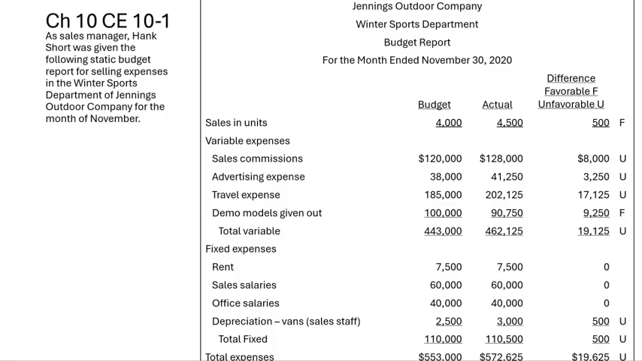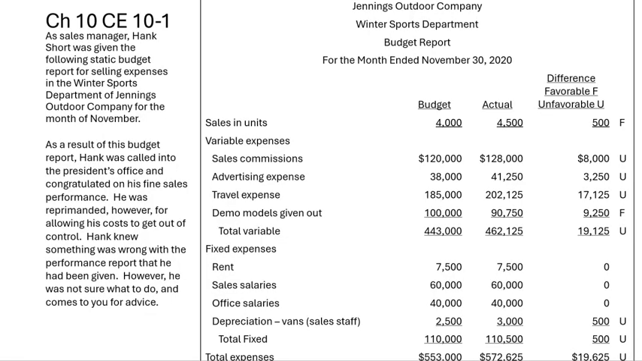So we see we sold more than we budgeted, 4,500 units versus 4,000 units budgeted, but most of our variable expenses are unfavorable. The demo models given out was favorable. It's the only variable expense that is favorable. Fixed expenses, there are no variances except for the depreciation on the vans, and the instructions indicated that that was because of a purchase of a new van because of an accident.